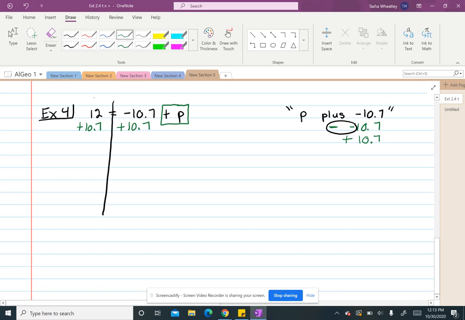Now, if I actually solve that on the left, 12 plus 10.7 would give me 22.7. And then on the right-hand side, how you know that you did it correctly is something should always cancel out. If it doesn't, that tells you something is wrong. So negative 10.7 plus 10.7 equals 0. If you don't get 0, then you're probably using the wrong operation. So those cancel out, and then I just bring down my p.